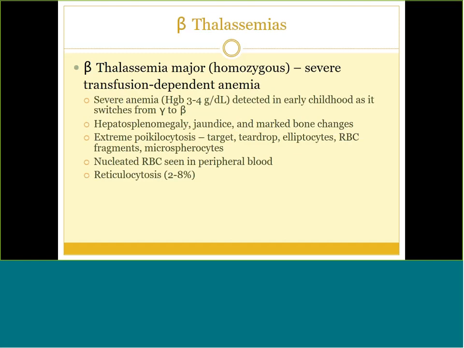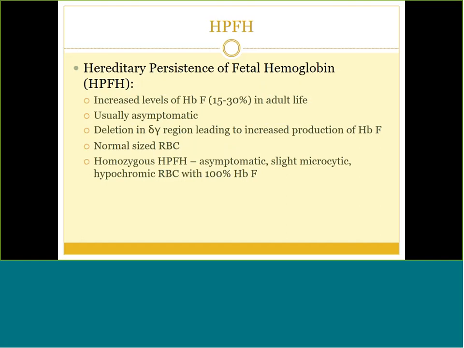Lots of poikilocytes, so definitely those target cells, teardrops, elliptocytes, red cell fragments, nucleated red cells, and a high amount of retics because it is a hemolytic process. These cells are very defective. When you can't make your beta chains properly, it impacts the way you're making your cell. It impacts how they perform, if they're hemolyzed, things like that. So lots of stuff going on, but that's beta thalassemia major.